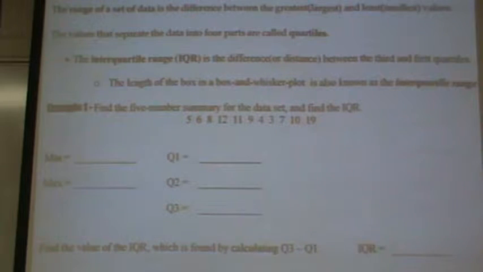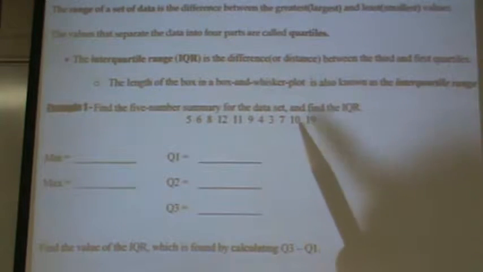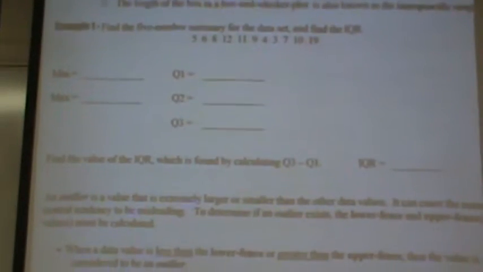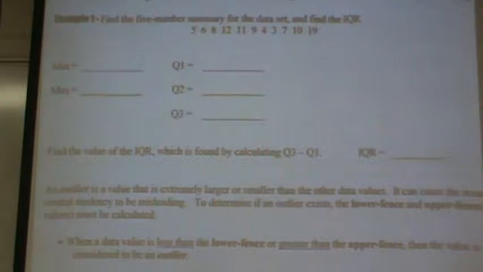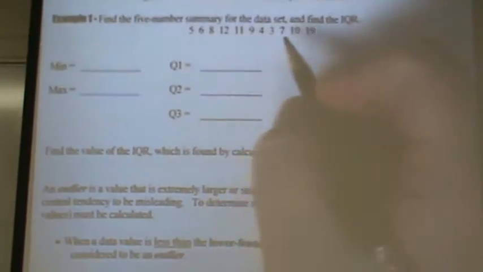So in example 1, we're going to find our 5-number summary that we found on Friday, and then we're also going to find the IQR value. So we're given this set, and remember, anytime that we're dealing with a set, you need to make sure that you put it in increasing order. So you start with your smallest number and you go to your largest. So we have to reorder our set that we're given here.